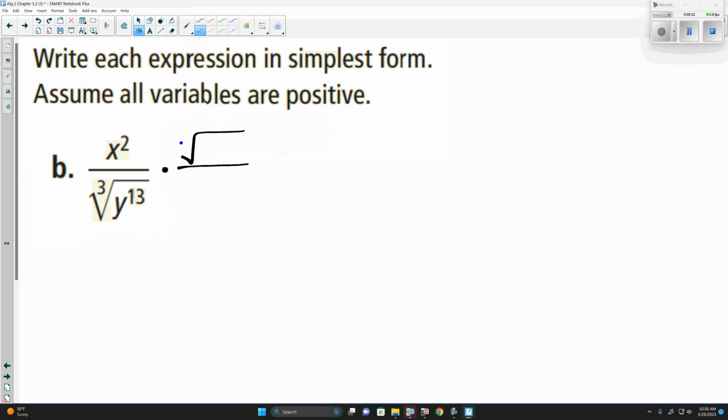Now looking at this one here, since we do have the cubed root of y to the 13 on bottom, we're going to have to multiply top and bottom by the cubed root of y to some power. Now, we can't take the cubed root of 13. 13 is not divisible by 3. But we need to find the next number after 13 that is. What is the next number after 13 that's divisible by 3? 15. How far are we away from it? So multiply top and bottom by y squared.